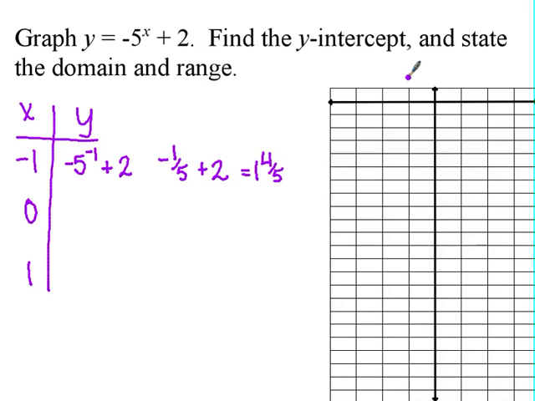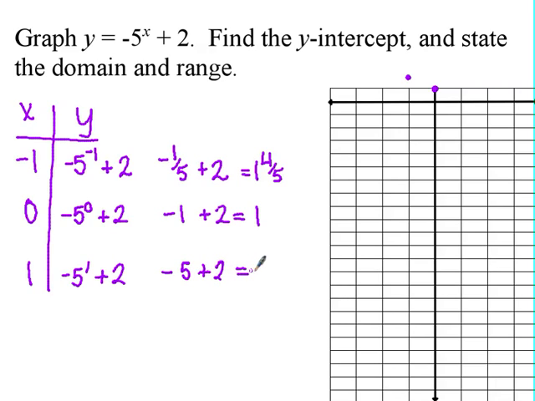All right, the next one. If I plug in 0, I get -5 to the 0 power plus 2. Okay, so -5 to the 0 power is actually a -1, folks. Plus 2 is 1. So at 0, it is at 1. Okay, so this one will be -5 to the 1st power plus 2. What is negative 5 to the first? Negative 5 plus 2 is negative 3. So I'm at 1, negative 3.